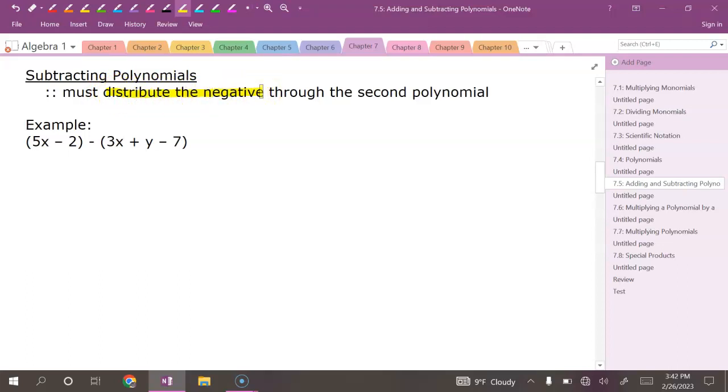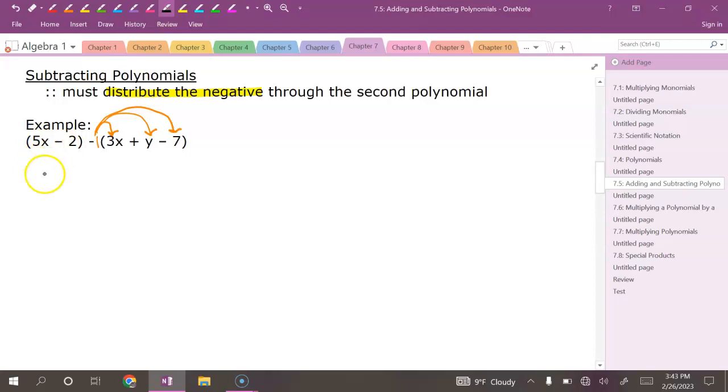So what that means is you're going to take that minus sign and basically think of it as a -1. And you're going to multiply that -1 to all the terms that are in that second set of parentheses. Okay? So for this one, you're going to think of this as being a -1 here. You're going to distribute that into the 3x, into the y, and into the 7. So now I'm going to rewrite this.